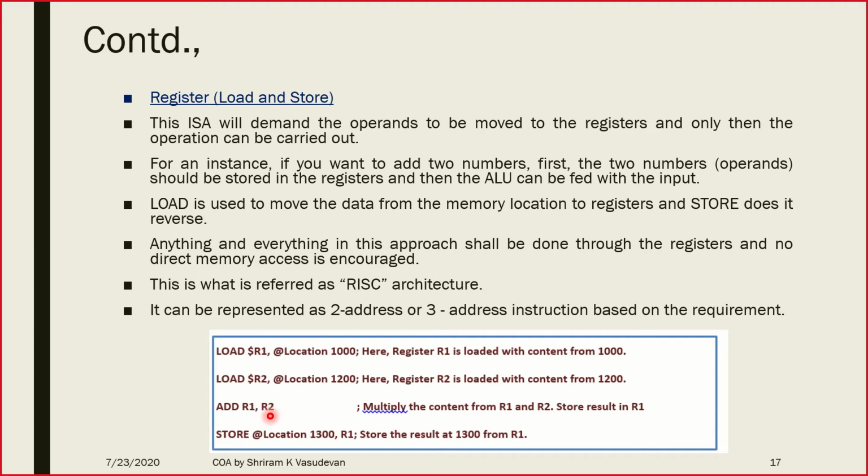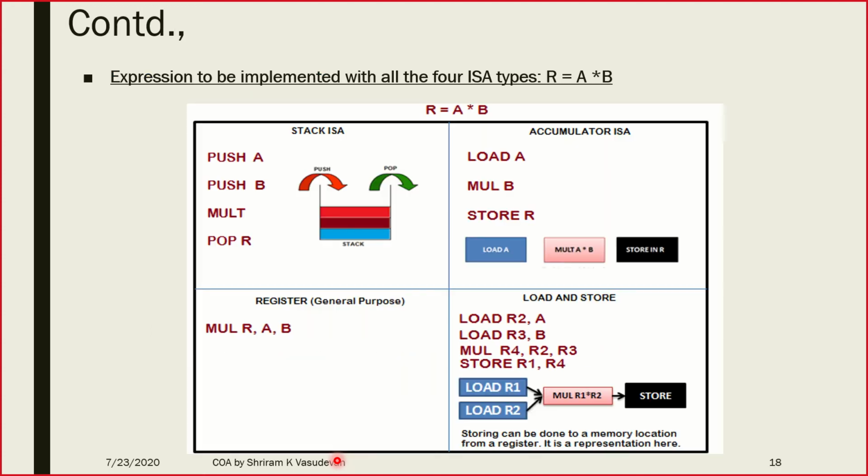Now what do we need to do? We need to store the result in 1300. I have got the operands from 1000 and 1200, and I need to store the result into 1300. So we store at location 1300 from R1. That's it. Whenever you use the RISC approach of loading and storing into the registers to do the operation, if you are mandated to do that, then we call it the register with load and store approach of ISA.